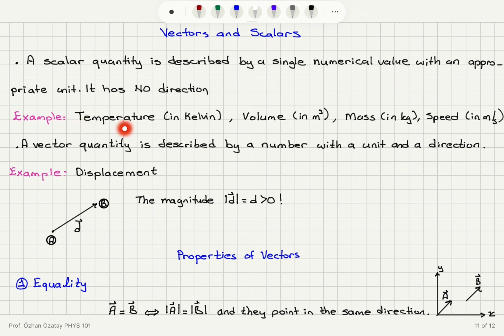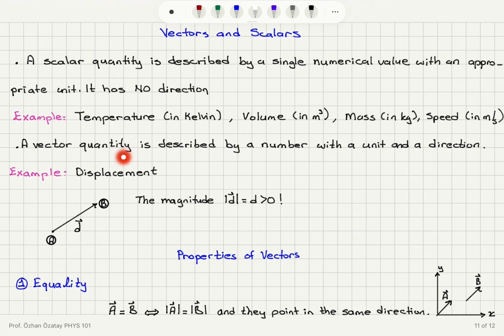A good example is temperature, which is measured in Kelvin. Temperature doesn't have a direction. Volume is measured in meters cubed. Mass is measured in kilograms. Speed is measured in meters per second. These are all scalar quantities.